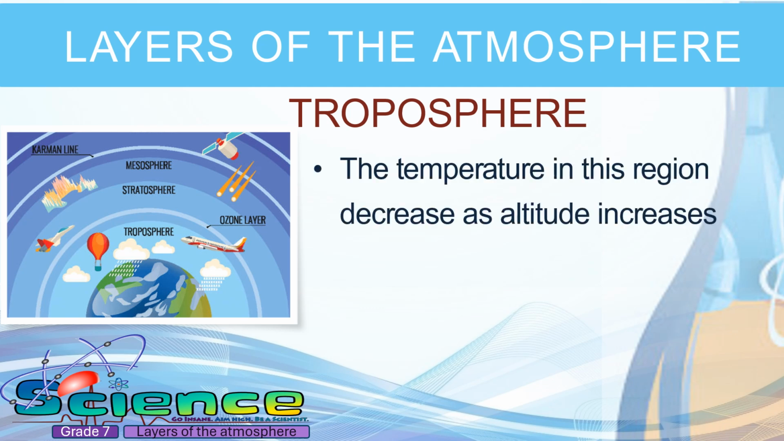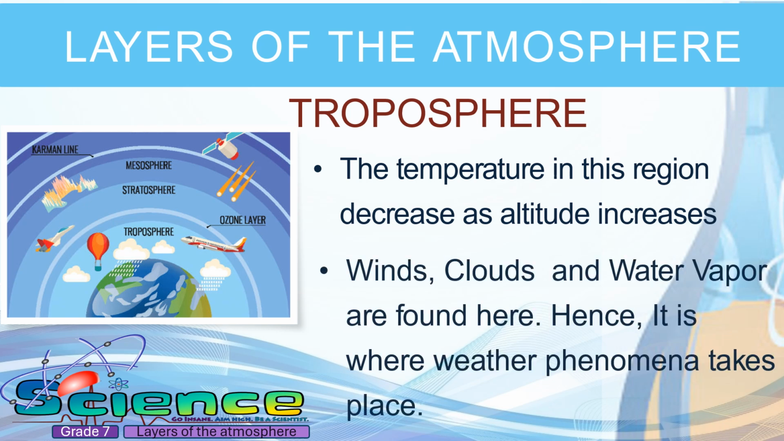The troposphere is the layer where wind, clouds, and water vapors are found. It is where weather phenomena take place. The air in this layer is constantly moving. This is the reason why airplanes experience a bumpy ride known as turbulence.